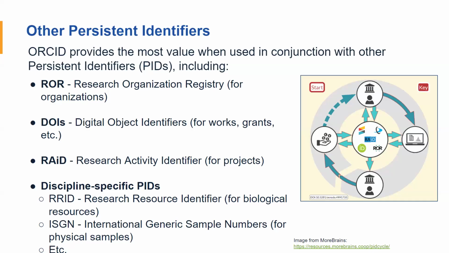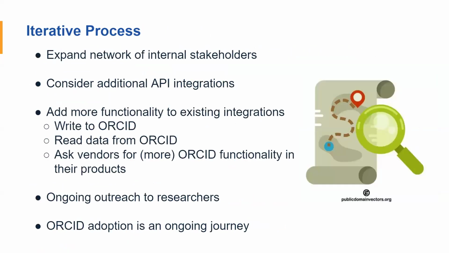So depending on what kind of organization you're at and the kind of workflows that you are involved in, it's important to learn more about the other types of PIDs that are relevant to your work and try to include those and use those as well as ORCID. So it's a bigger picture and it's a larger ecosystem than just ORCID itself. ORCID adoption is definitely an iterative process. There's always a next step that can be taken no matter how far along you are in the adoption process.